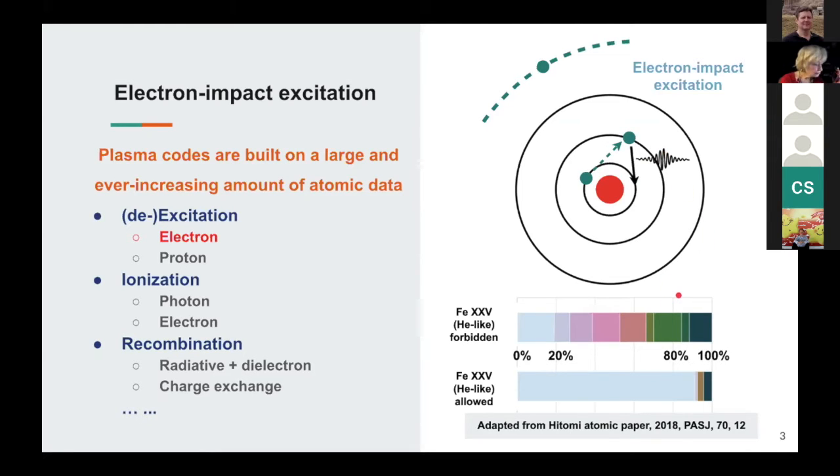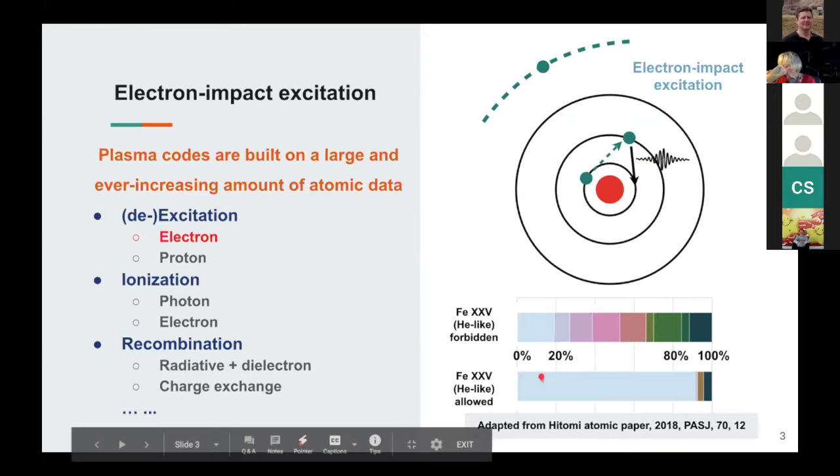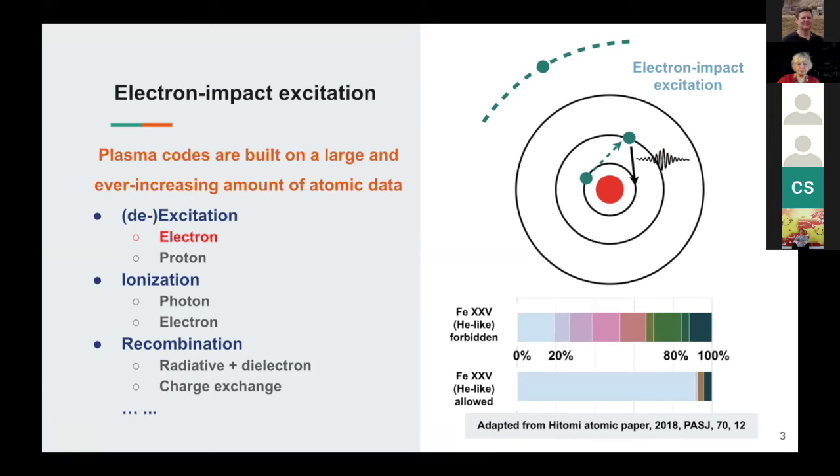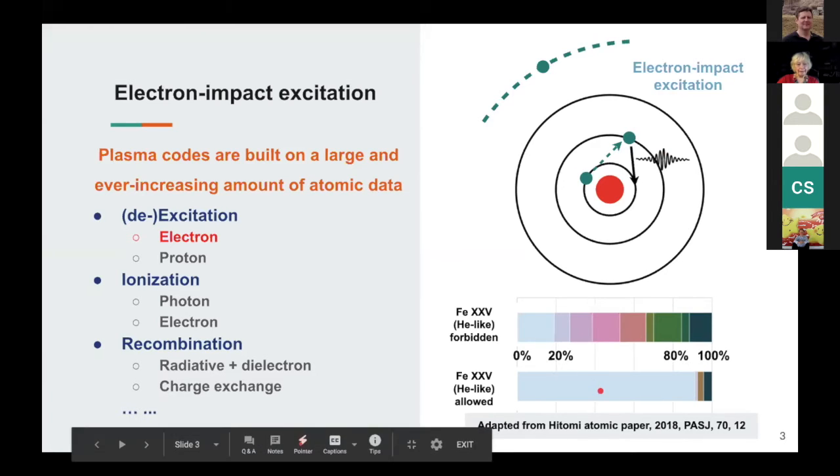Here you can see a plot that I adapted from the Hitomi atomic paper, where we see the percentage contribution of various atomic processes to the helium-like iron 25 lines that we see in the Hitomi spectra. We see that electron-impact excitation, color-coded in blue, contributes about 20% to the forbidden line and more than 80% to the allowed transition.